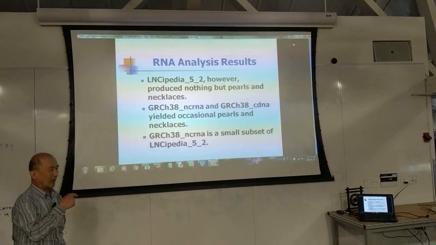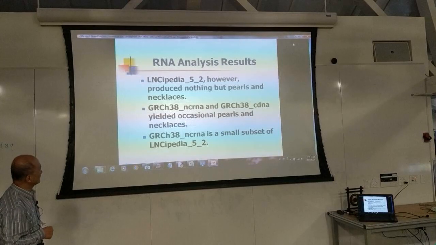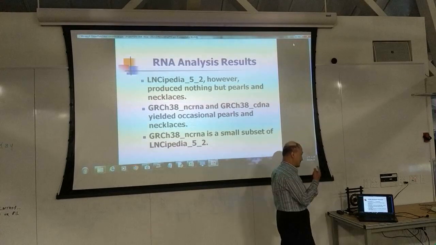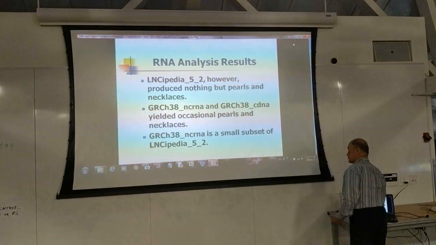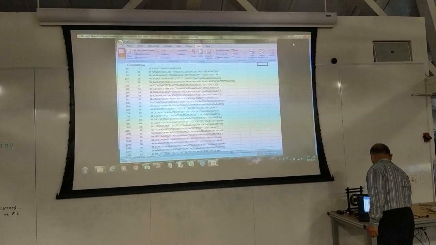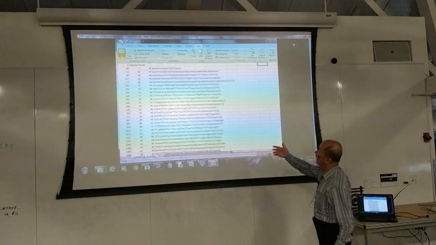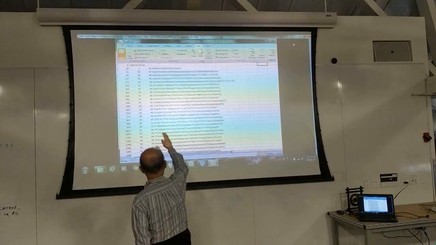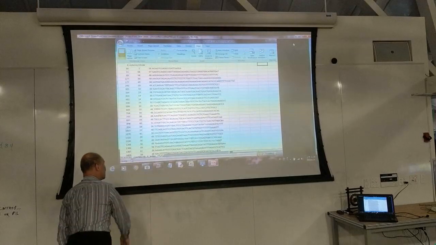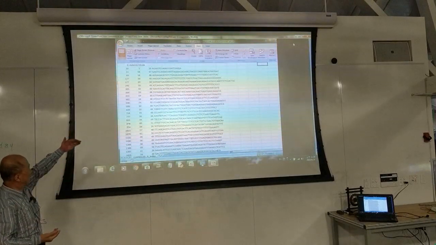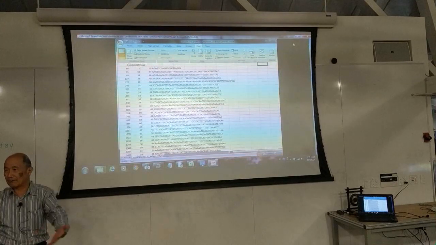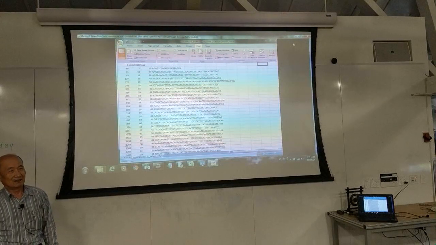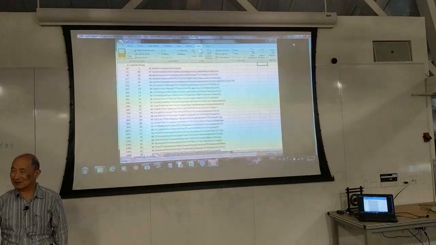So I said that I hit the jackpot. Okay, so this is the first part of the LNCpedia, and you can see that this repeated pattern very regularly showed up, and it covers from the beginning to the end. It's just like going to Las Vegas, you kind of hit the jackpot and everything.